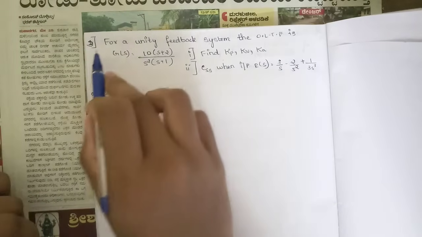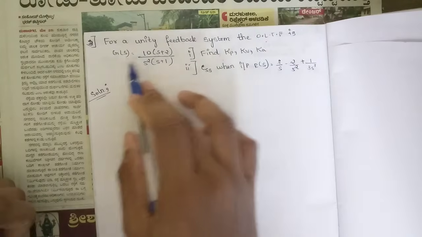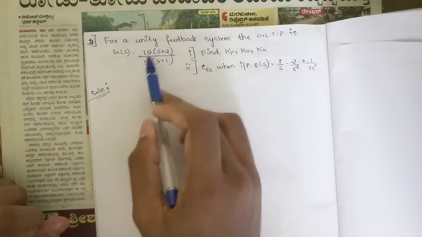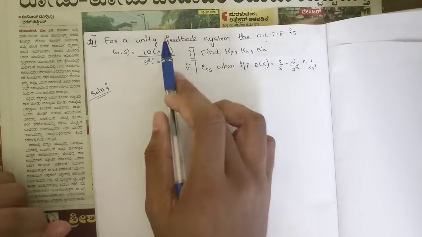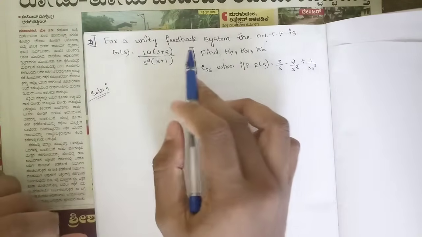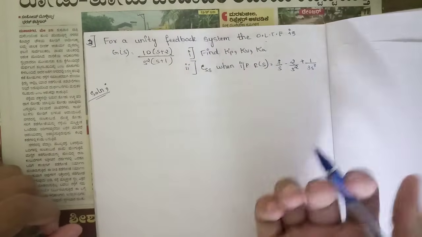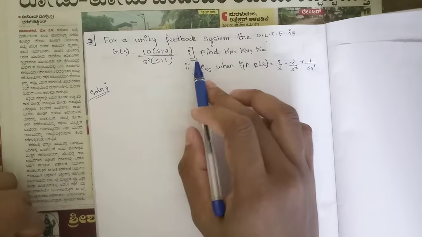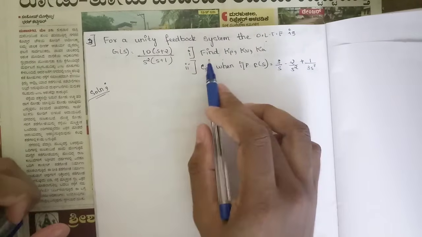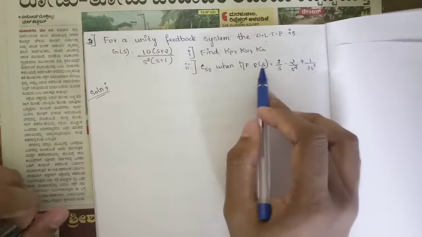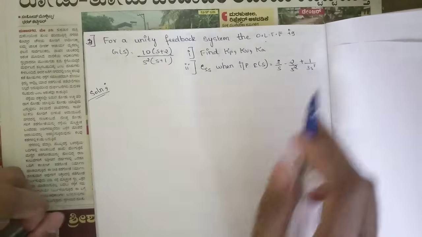This is the third problem. For a unity feedback system, the open loop transfer function is given as G(s) = 10(s+2) / (s^2(s+1)). Since it is a unity feedback system, we only consider G(s), since H(s) = 1. Here we need to find the values of Kp, Kv and Ka, and also the steady state error when the input R(s) is given as 3/s - 2/s^2 + 1/(3s^3).